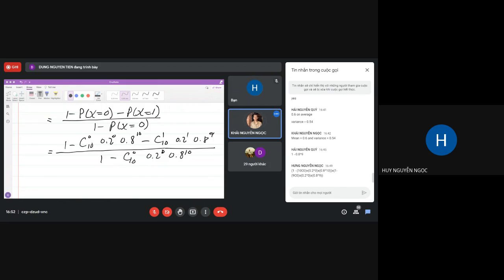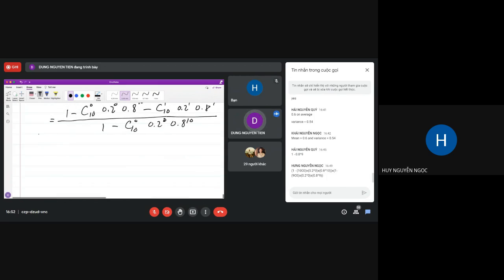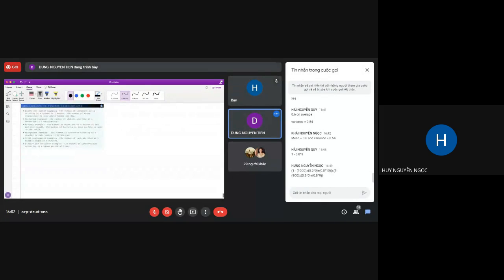Yes, sir. Okay. Now we are ready to move to the next distribution, the Poisson distribution. And here are some samples of the Poisson distribution.